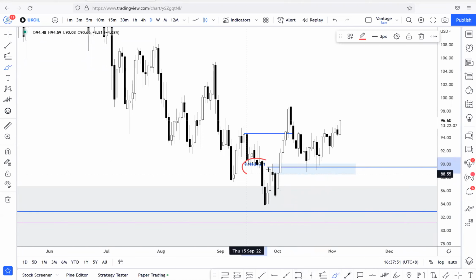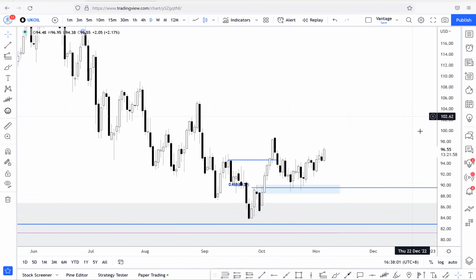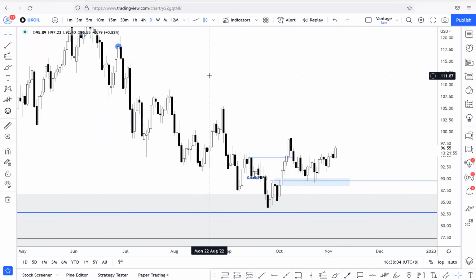So you can see that actually 2 levels lined up here. One is the retracement level, one is the extension level. So price came in, tapped into this region, right? And then it respected this area and continued higher. So for me, oil on this daily outlook is still bullish.